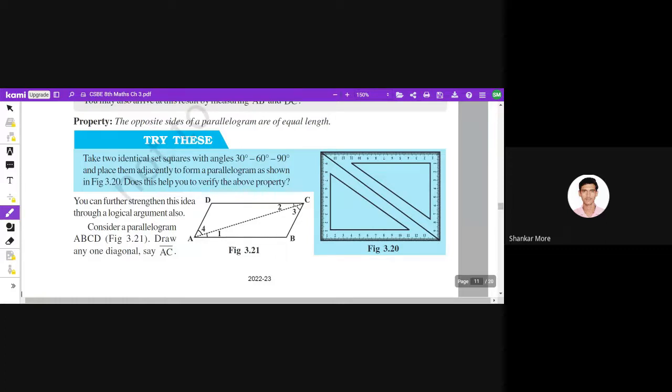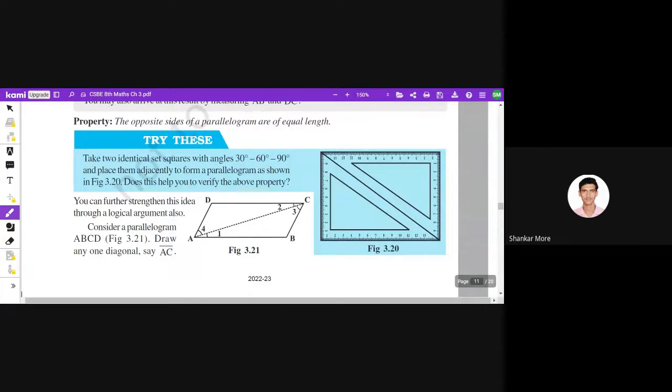Okay, so now what we have to do is, see, हमें ऐसे 30, 60, 90 वाला एक सेट स्क्वायर होता है, ऐसे दो लेने हैं and you have to place them adjacently to form a parallelogram as shown in figure. And does this help you to verify the above property?